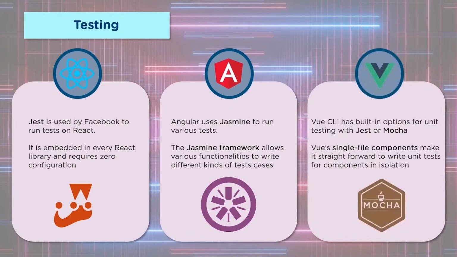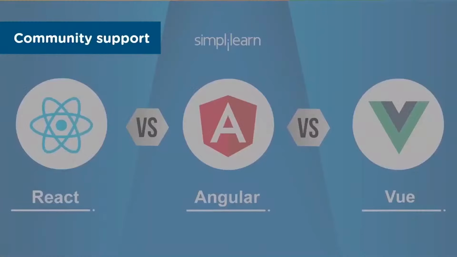The Vue CLI or the command line interpreter has built-in options for unit testing with the help of Jest or Mocha. Now Vue typically has single file components and hence these components can be tested in isolation. This makes it modular and extremely fast. Now let's talk about community support. Since all these tools are open source, they have a large developer community.